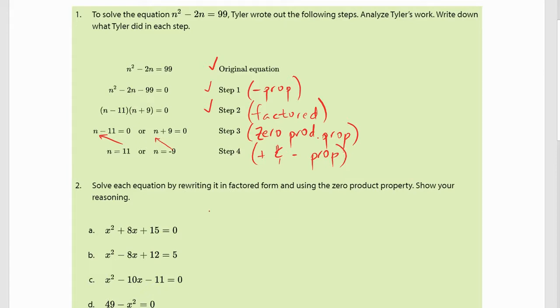All right, number 2, solve each equation by rewriting into factored form using the zero product property. Again, basically any number times 0 is going to give you 0, yeah? So that's why we use it for factoring. All right, so go ahead and try A, B, C, D, and E.